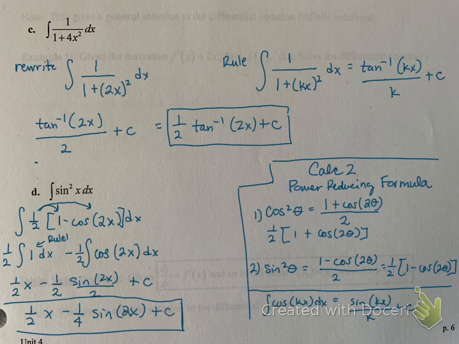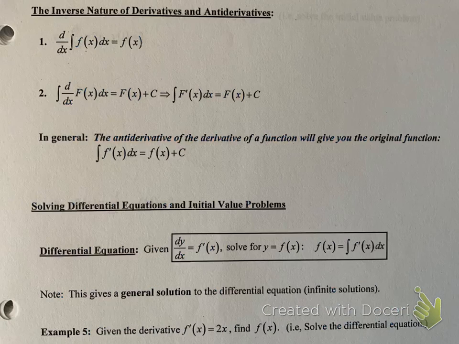Okay? All right. So that's using the rules and using the power reducing formula. So once again, if you see something that doesn't look like a rule, ask yourself, hey, can I rewrite this? Can I use algebra? Can I use trig? Can I use the power reducing formulas? Okay? All right, let's look at the next page, which is page number 7.